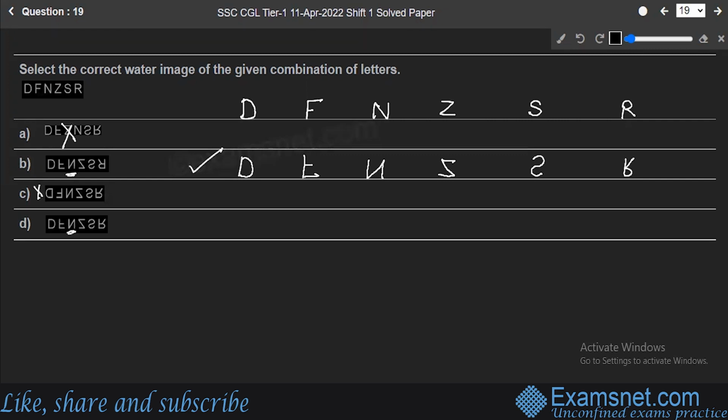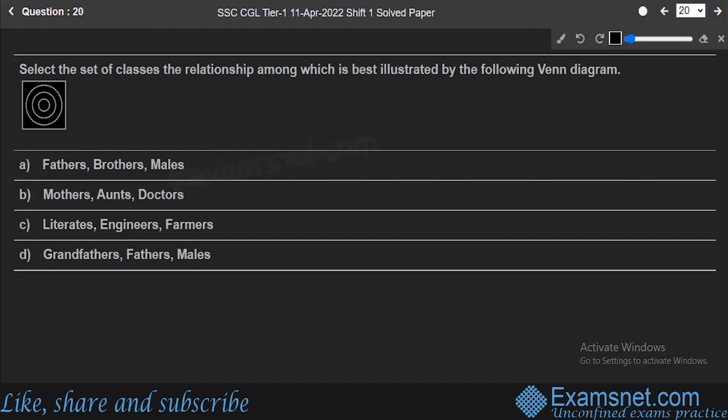The N are same over here, and even the Z are same, right? And even the S are same, but R, this is not right. This is not the correct R. The R should have been something like this. So option D is my correct answer. Right? Hope you're clear with this question. Then let's move to the next question, number 20.